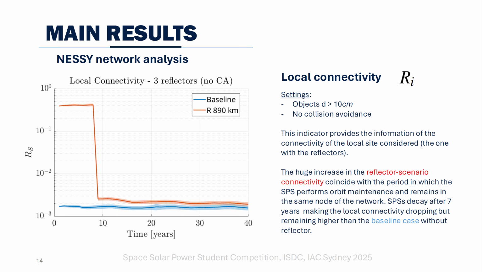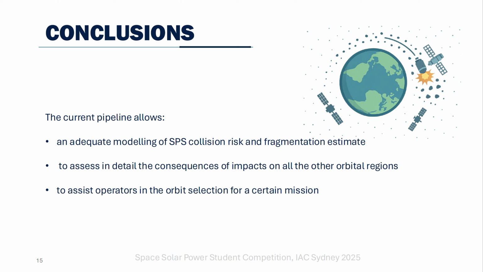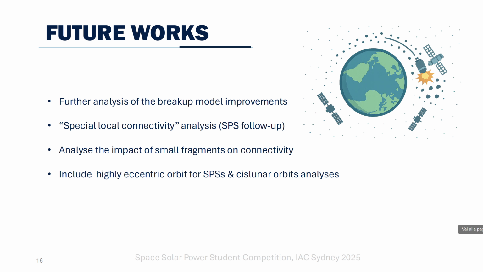So to conclude, the present pipeline is an adequate modeling to better estimate the solar power satellite collision risk and allows to assess in more detail the consequences of impacts with these very peculiar structures, and can in the future assist the operators in the orbit selection for solar power satellites missions.